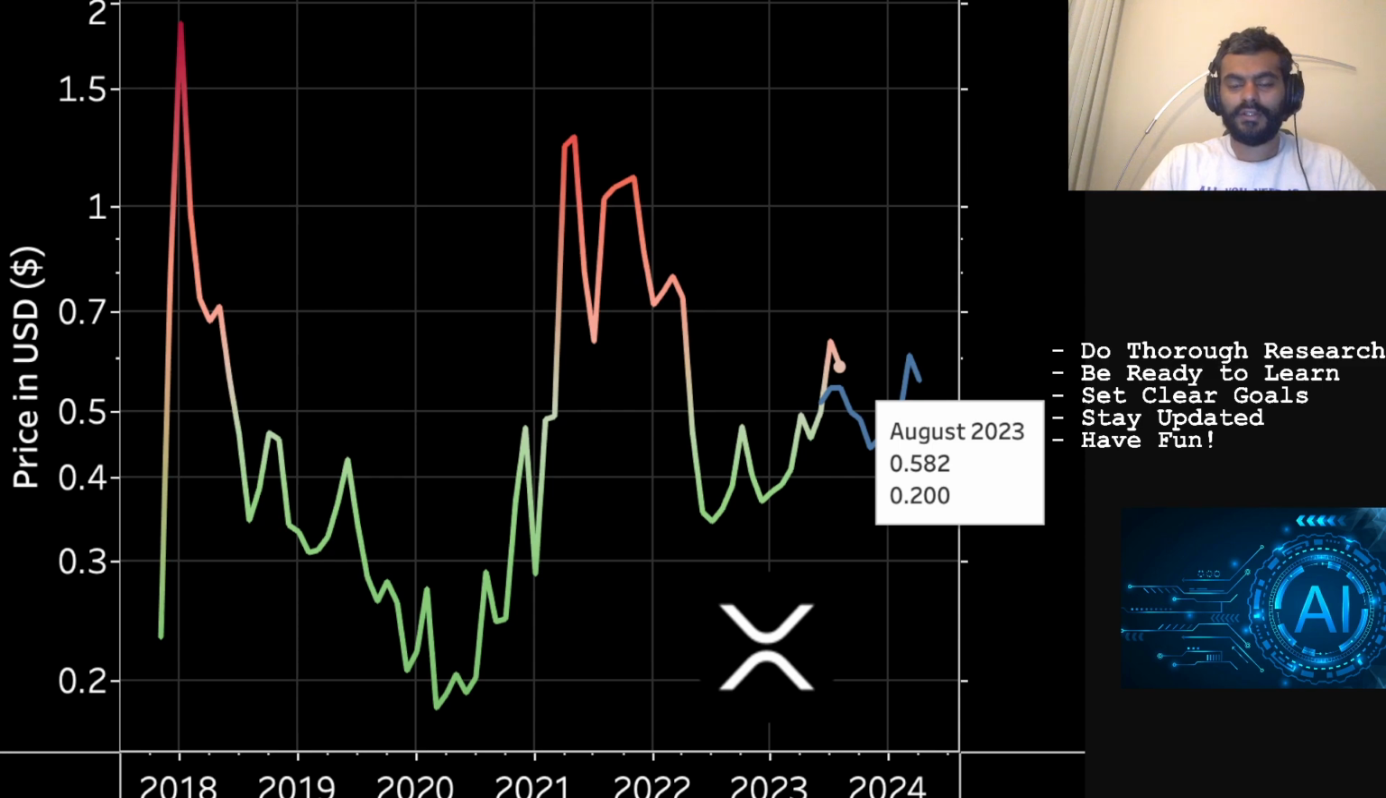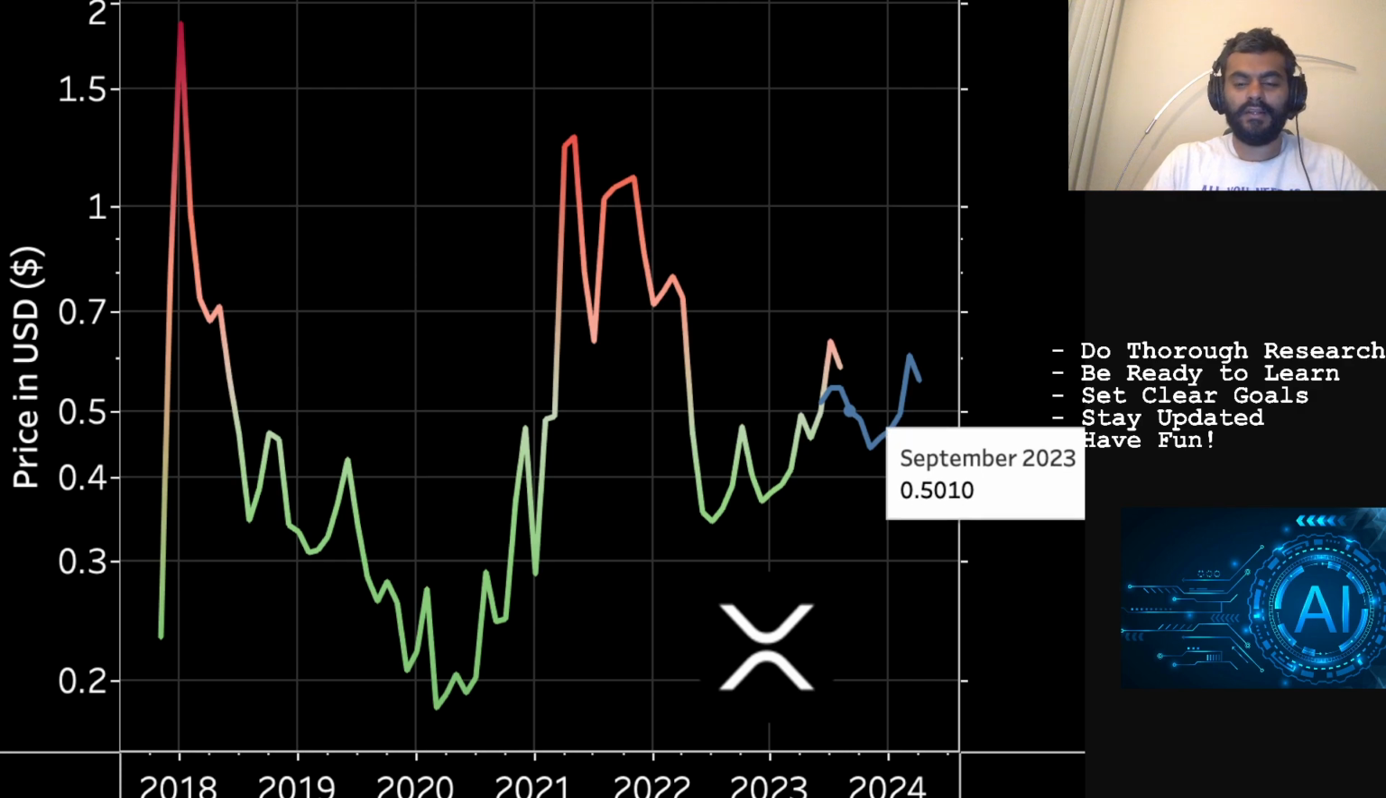Right now, if you check September, now that we are coming to the end of September, the price is currently less than 50 cents. So if we were to use the AI technique to forecast price action for September, the average for the entire month is at 50 cents.